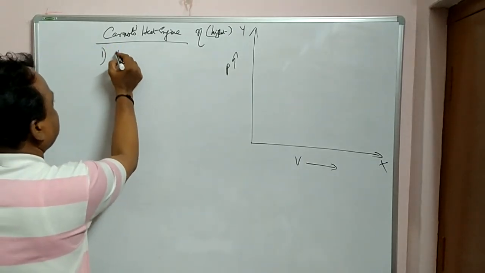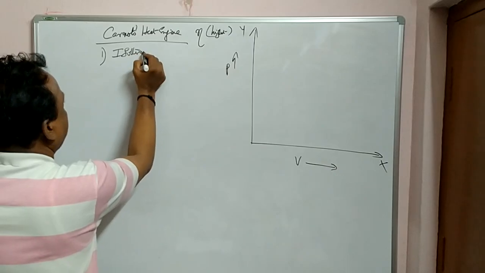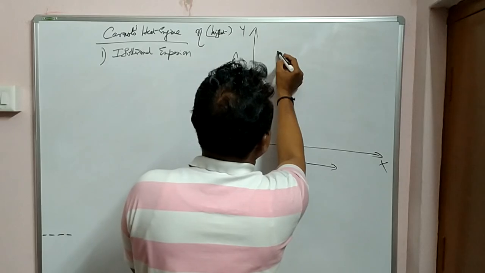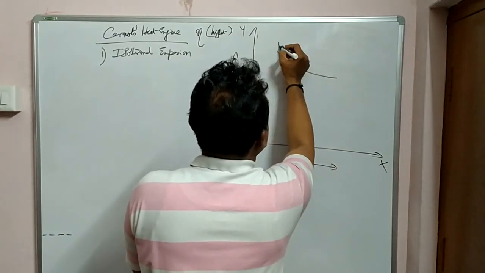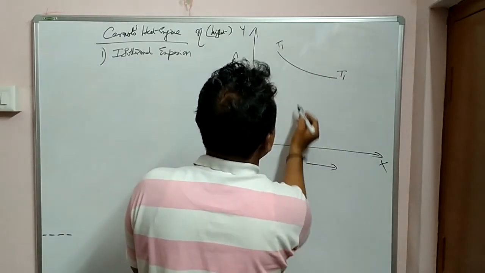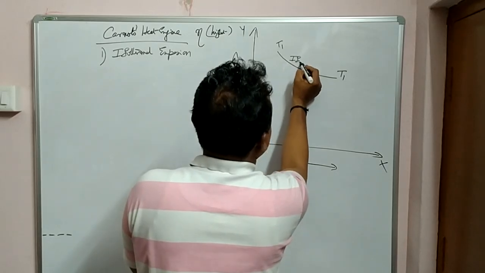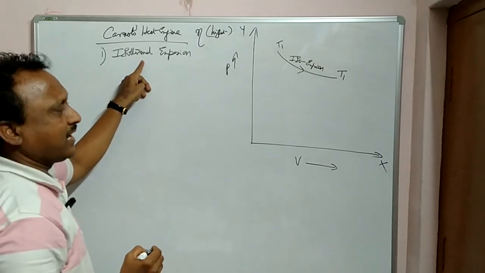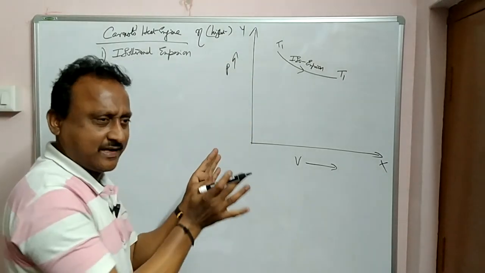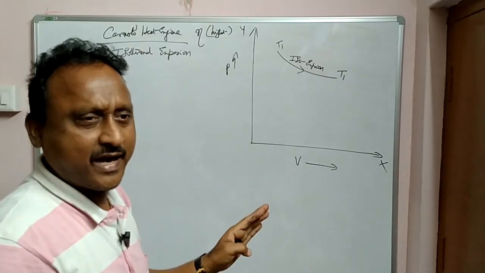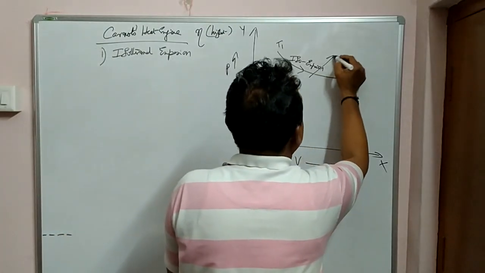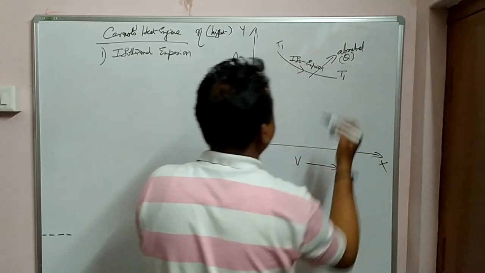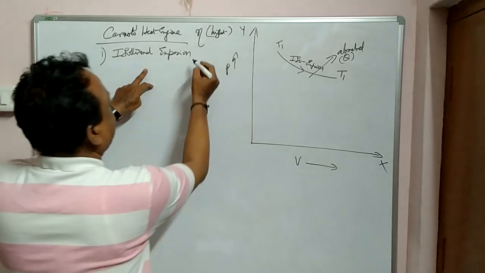First one is isothermal expansion, because temperature is constant. Here the gas is expanding. And what happens to heat here? It is absorbed. Heat Q is absorbed. Let us call this Q1.